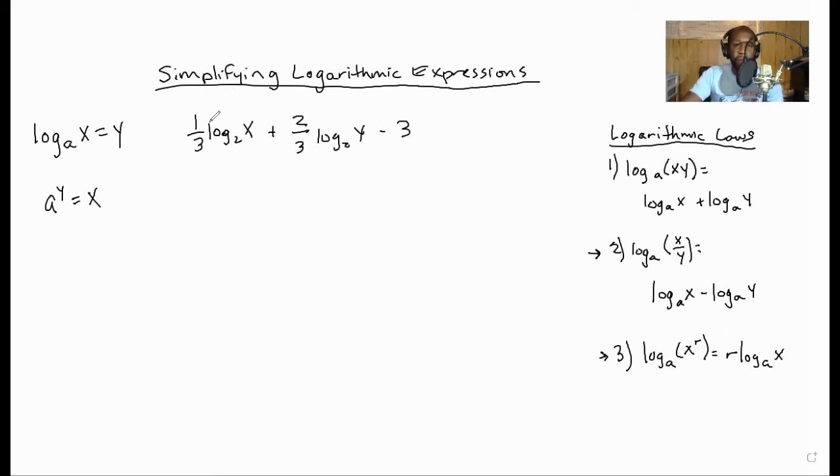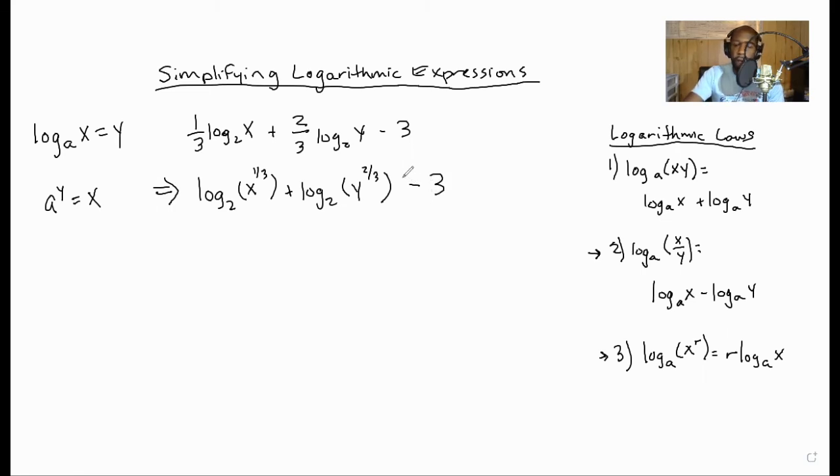So again, I want to get rid of that constant first. I want to go ahead and move that constant inside the argument. So let's do that in this stage. Again, applying logarithmic law number 3 first. So it's going to be log base 2 of x to the 1/3 power plus log base 2 of y to the 2/3 power. And then all of that minus 3.